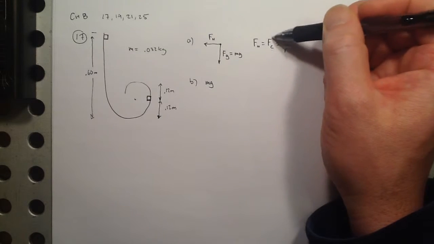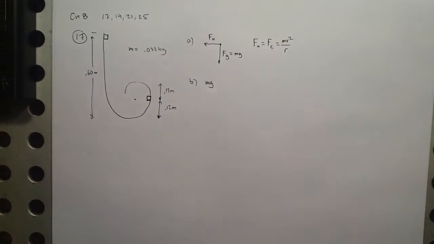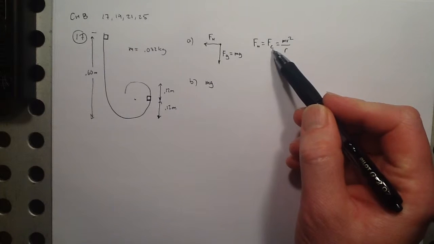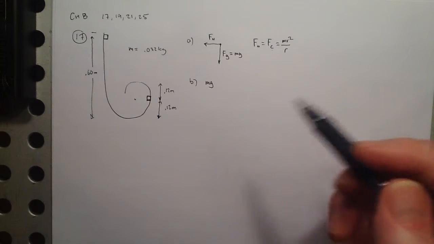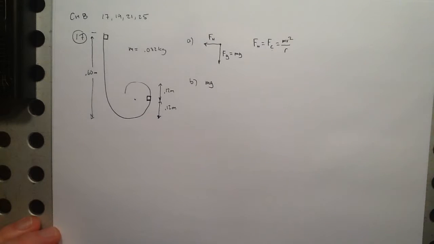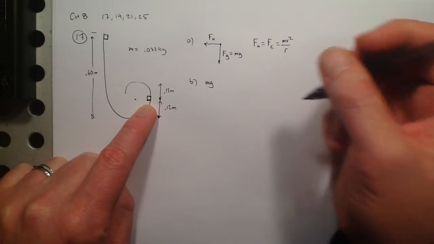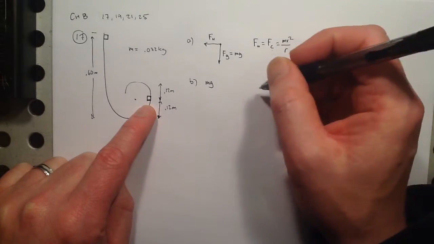The centripetal force is not a force unto itself. It's just how we describe the unbalanced force towards the center of the circle. So where's the centripetal force coming from? It's coming from the normal force. So if we can figure this out, that will be the magnitude of the normal force. To figure out how fast it's going here, we just have to do energy conservation.